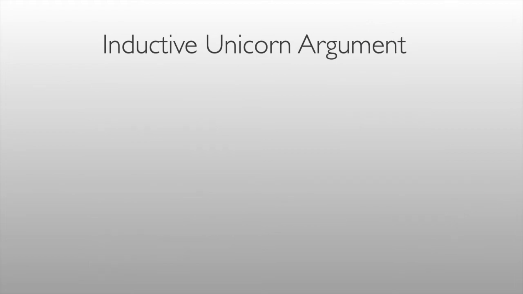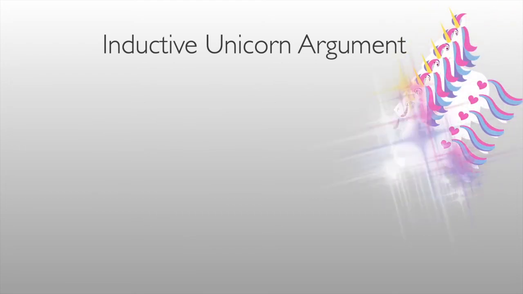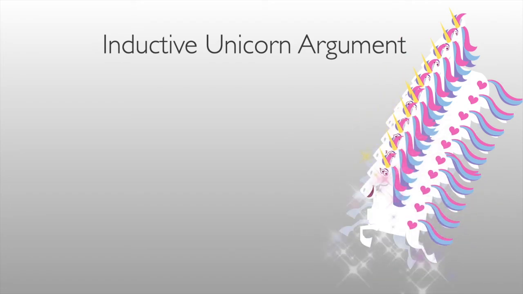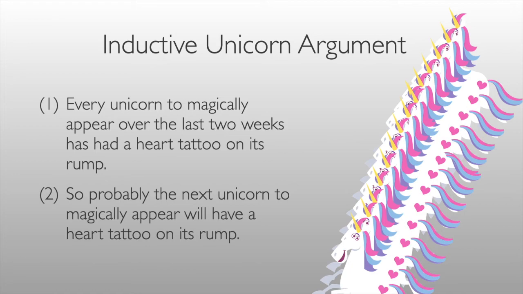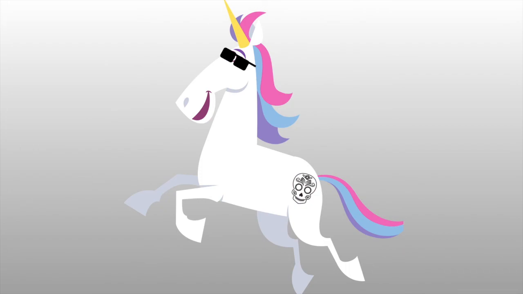But let's change the example. What if a unicorn magically appeared every single day for 2 weeks, and every single one had a heart tattoo stamped on its rump? Would you bet your life that the next unicorn will have a heart tattoo? Probably not, but can you be reasonably confident? Sure. I mean, we've got a consistent 2-week pattern here. I'd wager $20 or so that the next unicorn will have a heart tattoo on its rump. But I might lose that $20. Inductive reasoning never provides absolute proof. It's not even trying to.